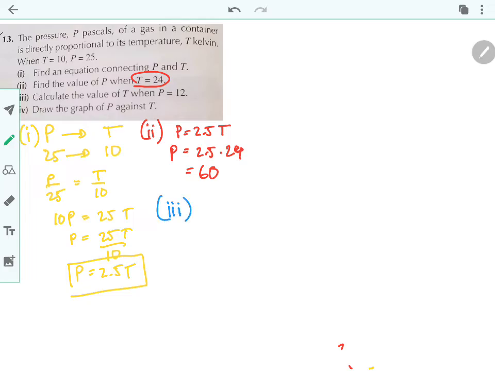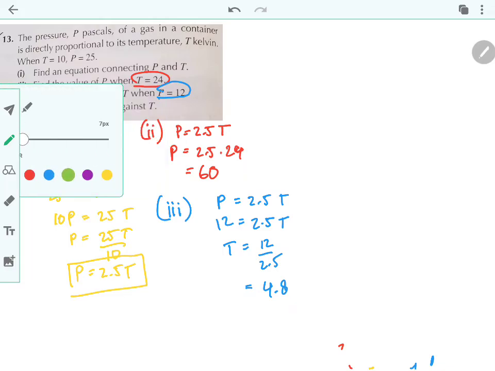Calculate the value of t when p equals 12. So again, just substitute the value of p into the equation. So p equals 2.5t. So 12 equals 2.5t. So t equals 12 divided by 2.5, or you can say it's equal to 4.8.